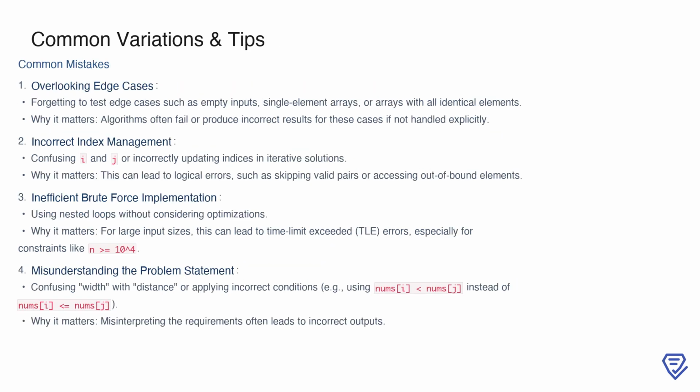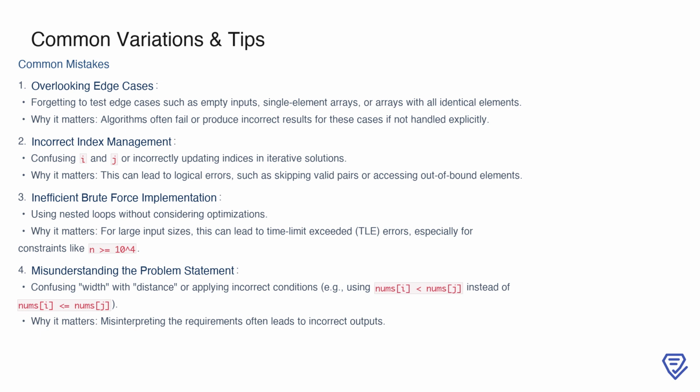When solving the maximum width ramp problem, there are several common mistakes that can lead to incorrect or inefficient solutions. First, overlooking edge cases is a frequent issue. These include scenarios like empty inputs, single-element arrays, or arrays where all elements are identical. Such cases are often not explicitly considered, but they can cause algorithms to fail or produce incorrect results. Next, incorrect index management is another pitfall. It's easy to mix up the indices i and j, or mishandle how they're updated during iteration. This can result in logical errors, such as skipping over valid pairs or even accessing elements outside the array's bounds.